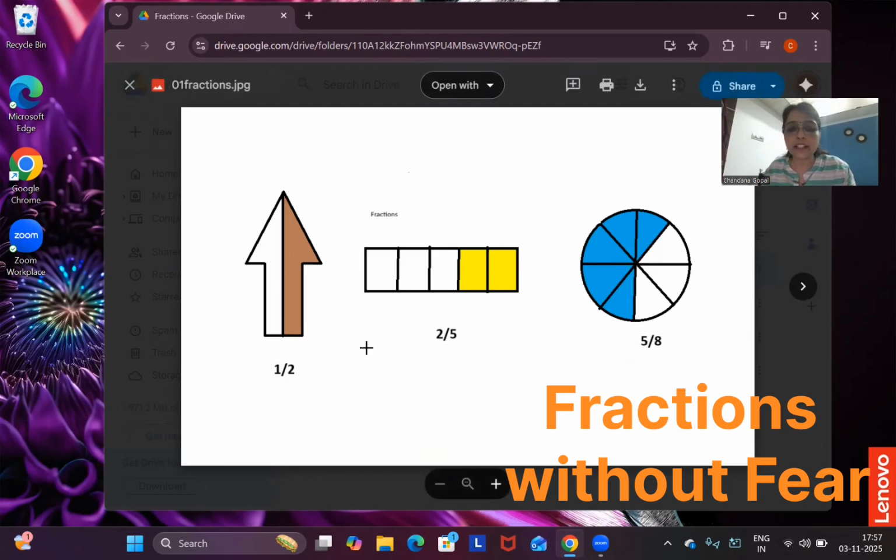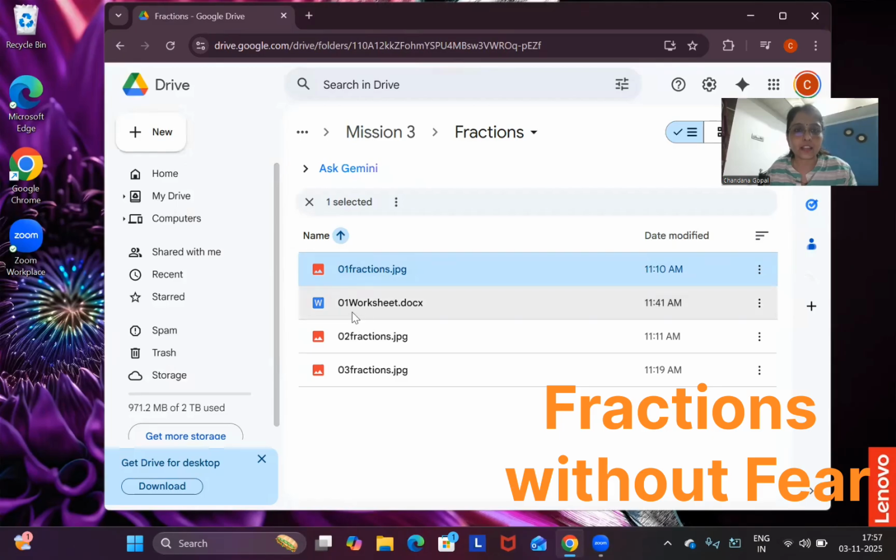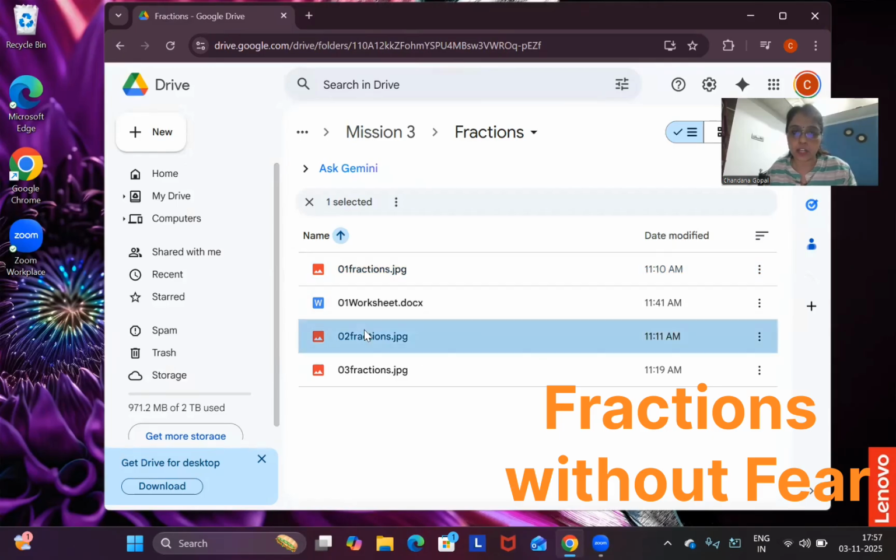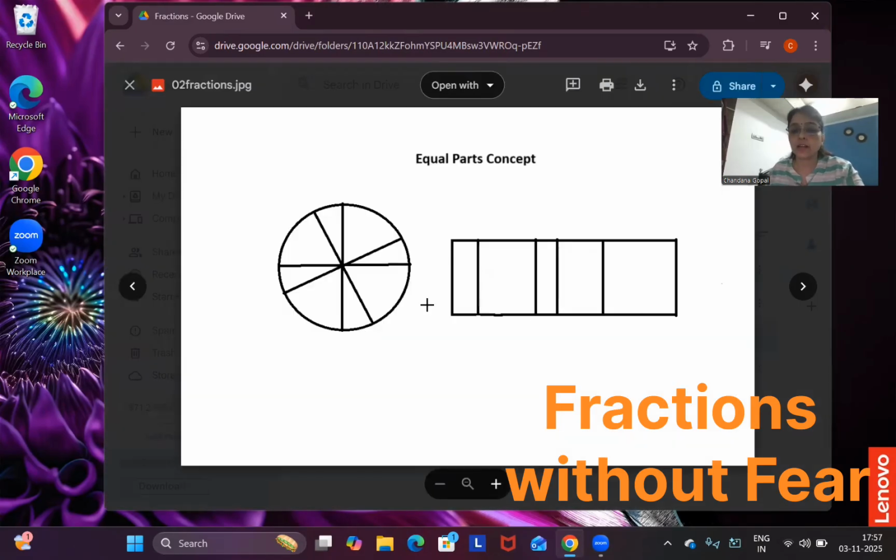So denominator is always the total. See here, the total parts is 2, so I have written denominator 2. Here the total parts are 5, so I have written 5 in the denominator. Here the total parts are 8, so I have written 8 in the denominator. And the numerator will be the shaded part. Understood?